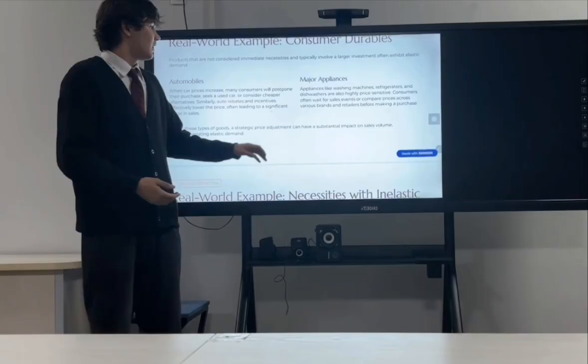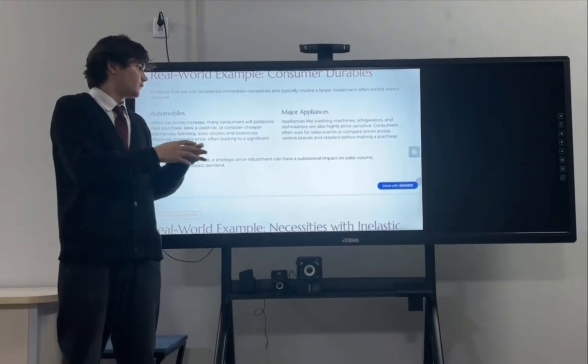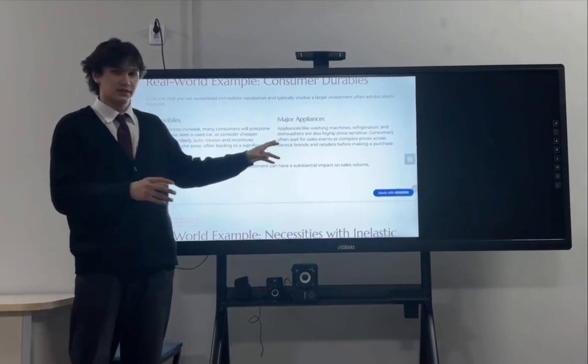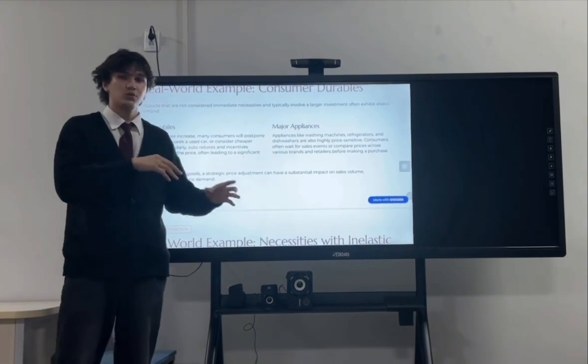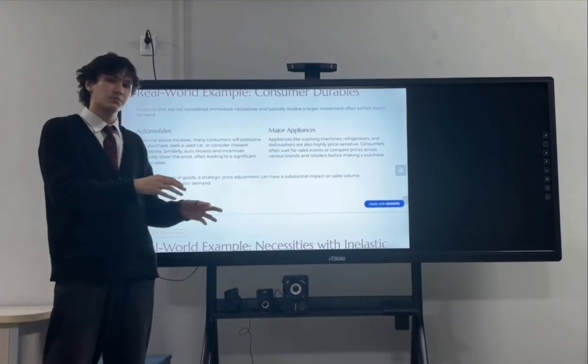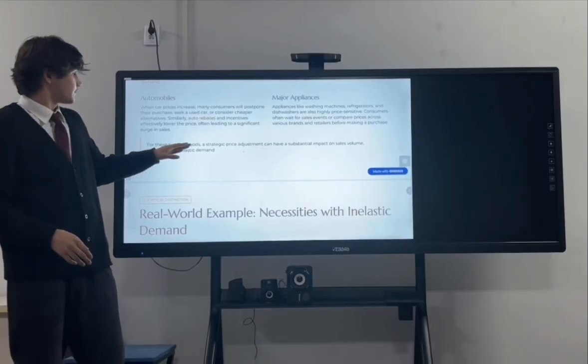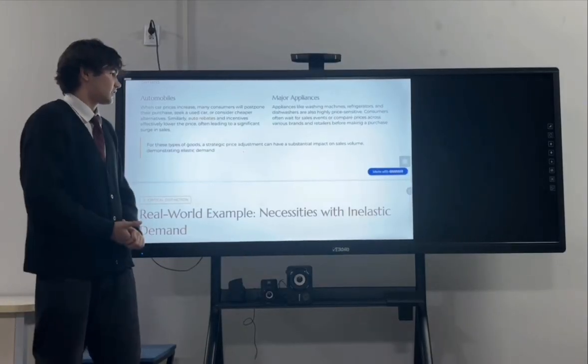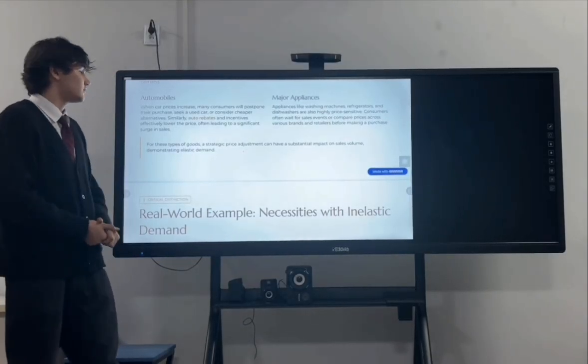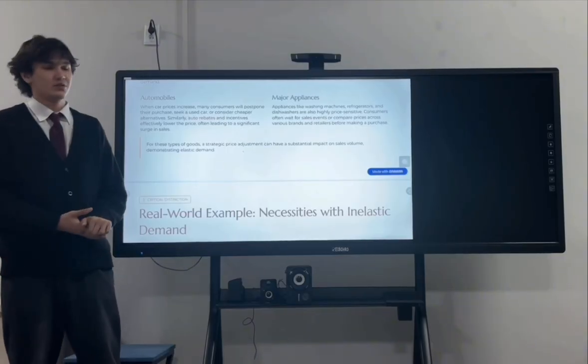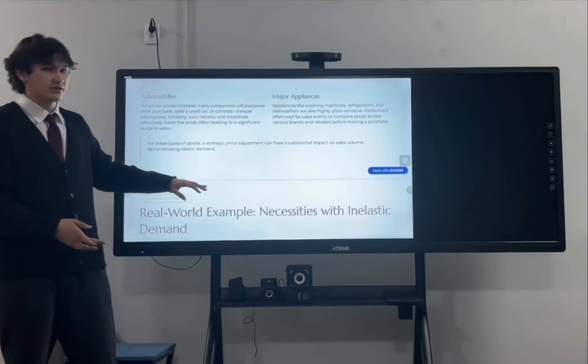And we people often wait for sales events. Yes, we often wait for this type of events to have our prices lower and buy them very quickly. Okay, for these types of goods, a strategic price adjustment can have a substantial impact on sales volume, demonstrating elastic demand. You can see that it's elastic demand clearly.